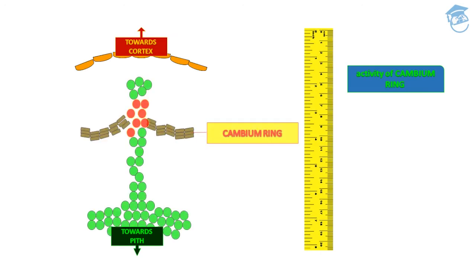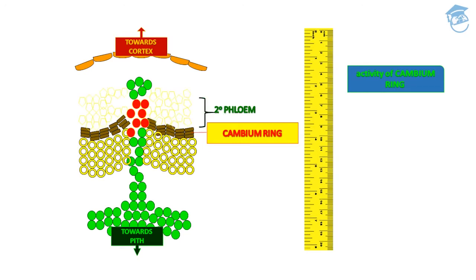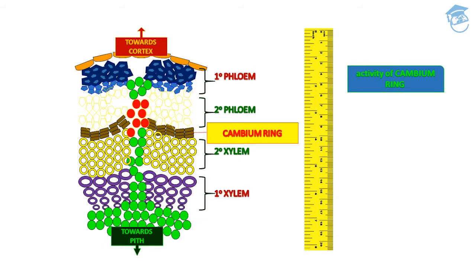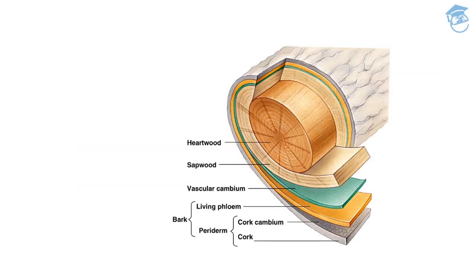See, this is the transverse section of the stele. This is the cambium ring. This is secondary phloem. This is secondary xylem, and this is primary phloem, and this is primary xylem. So primary xylem and primary phloem are pushed towards the margin on the opposite sides, and secondary xylem and secondary phloem are forming from the center, and it increases the girth.